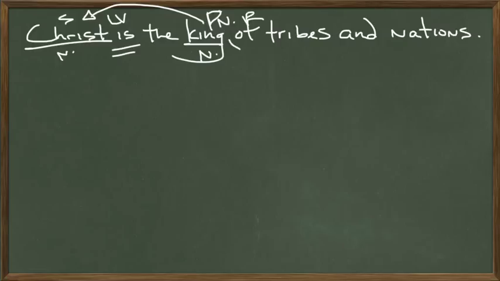Of, preposition, of whom. He's king of tribes, object of the preposition, and he's also king of nations, object of the preposition. Of tribes and nations, the entire thing is a prepositional phrase in the genitive case. And as a conjunction, the is an article adjective. Okay, let's diagram it.